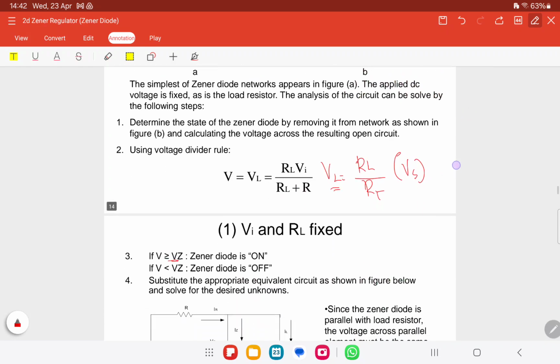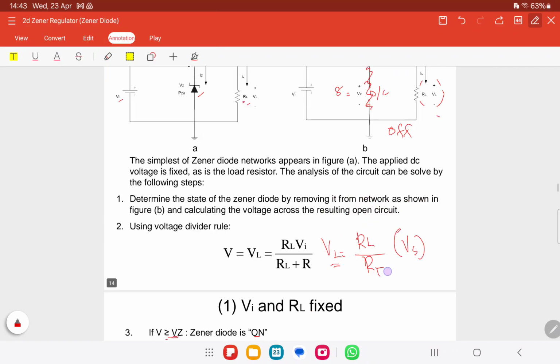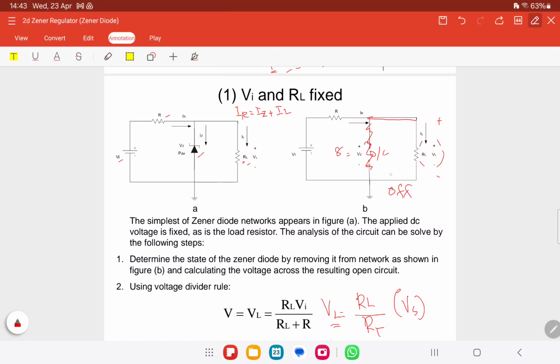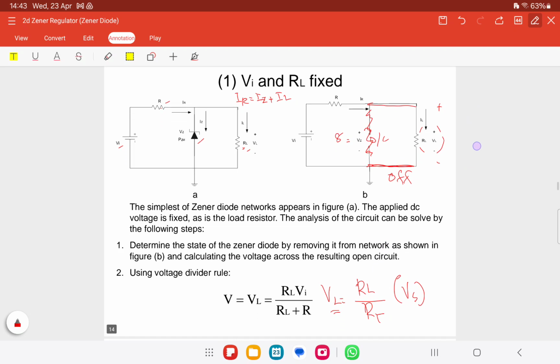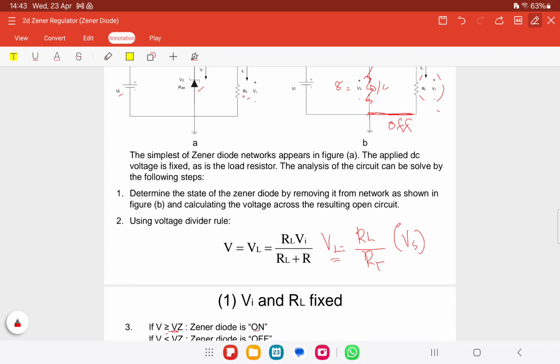If it is given, the Zener diode is on if VL is greater than VZ, because sebenarnya kat sini it is in parallel. Betul tak? Since it is in parallel, sepatutnya value dia kena sama. But now kita kena determine dulu. So kita tak boleh simply say memang akan on. So we need to determine. There is also question yang saja dia nak buat trick, so you need to determine first.